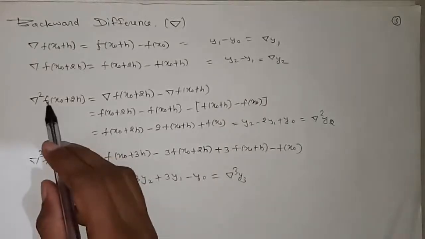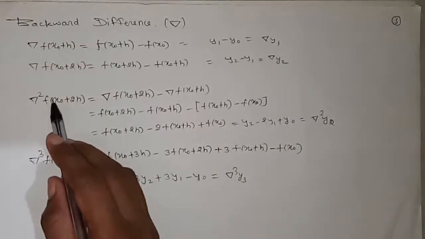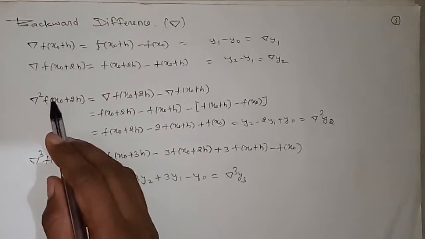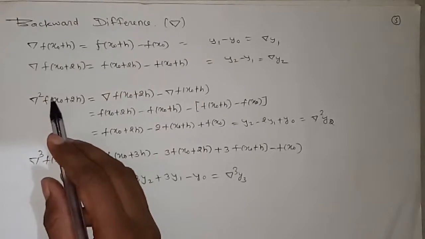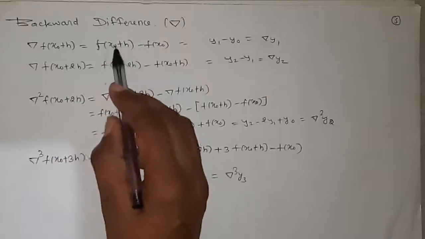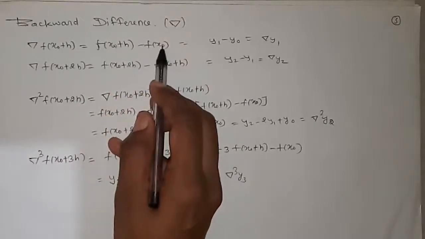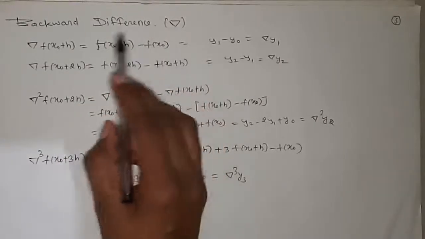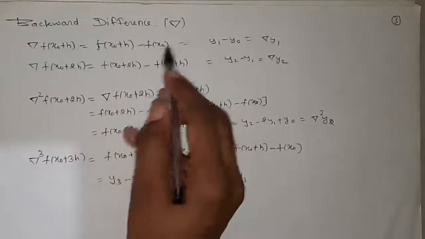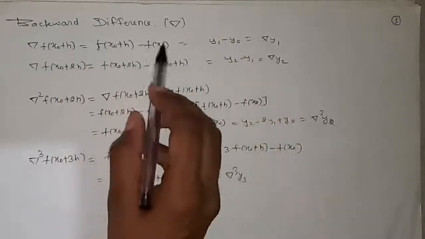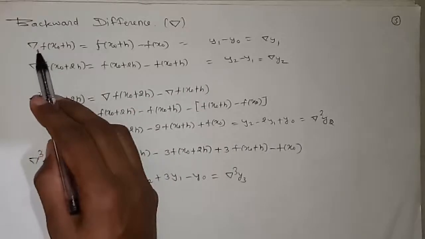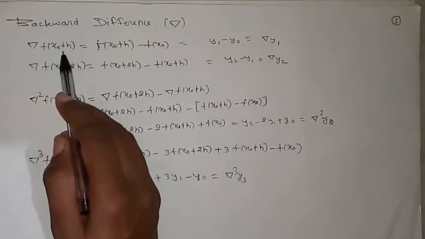Similarly, here we have not calculated f(x0), because if we calculate f(x0), then we have to write f(x0) minus f(x0) minus something. So we are avoiding writing that. So instead of writing f(x0), we are always starting with ∇f(x0 + h).